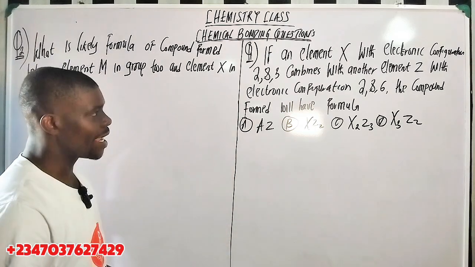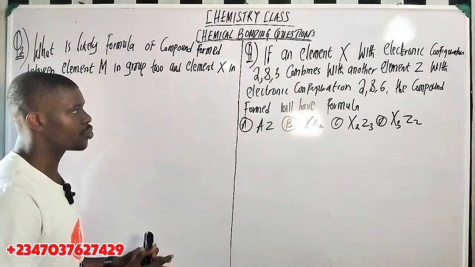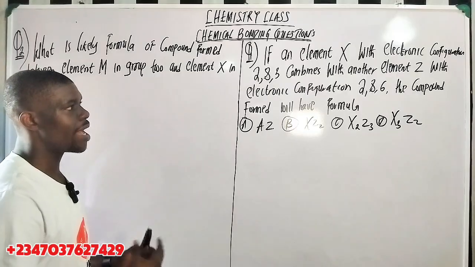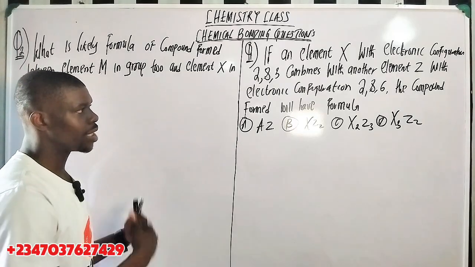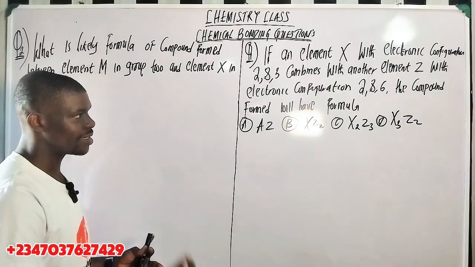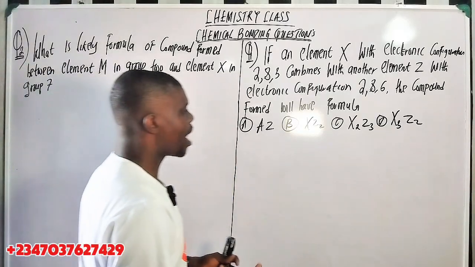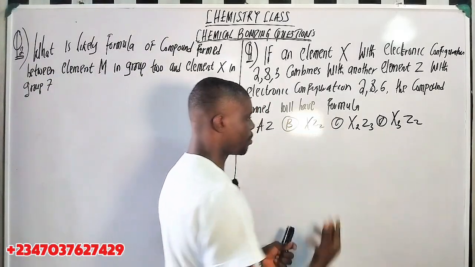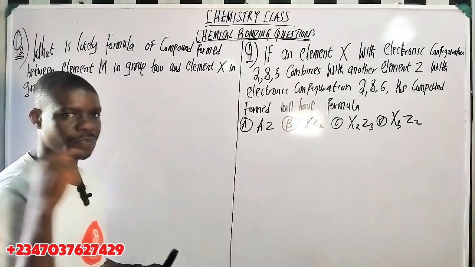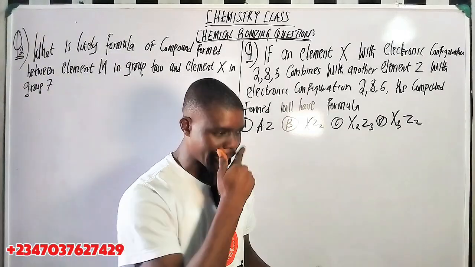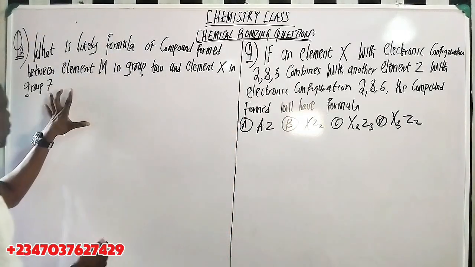If an element X with the electronic configuration 2,8,3 combines with another element Z with electronic configuration 2,8,6, here we have 2,8,3, here we have 2,8,6. The compound formed has the formula. What is the formula here? If you know how to answer this question, please leave a comment and let me know.